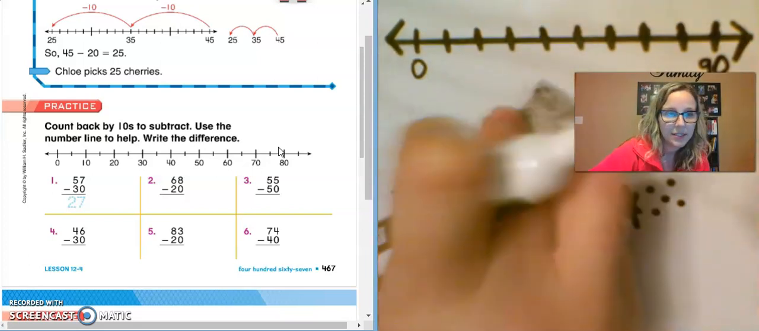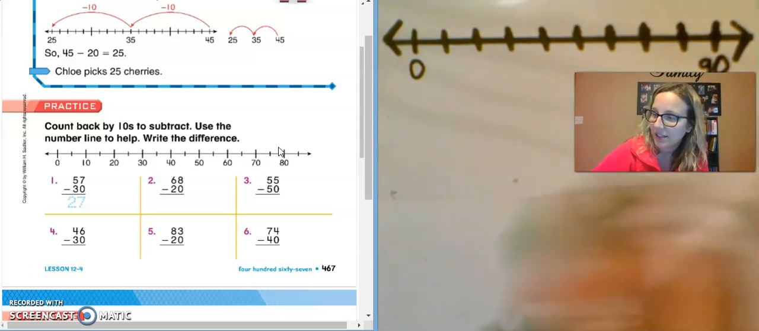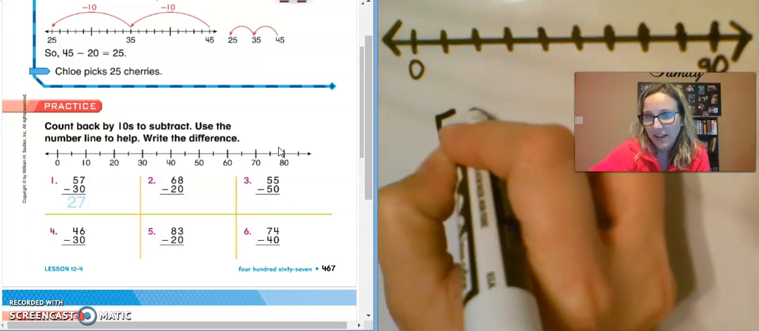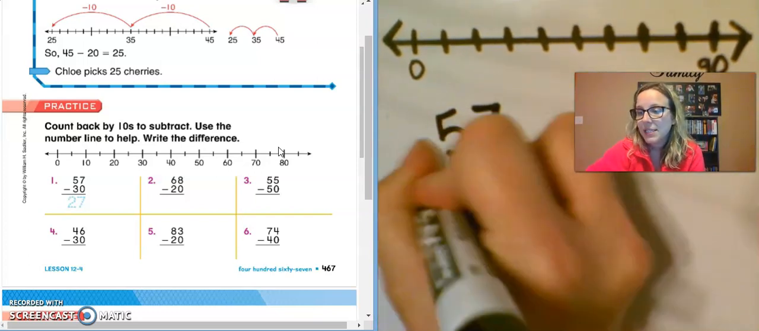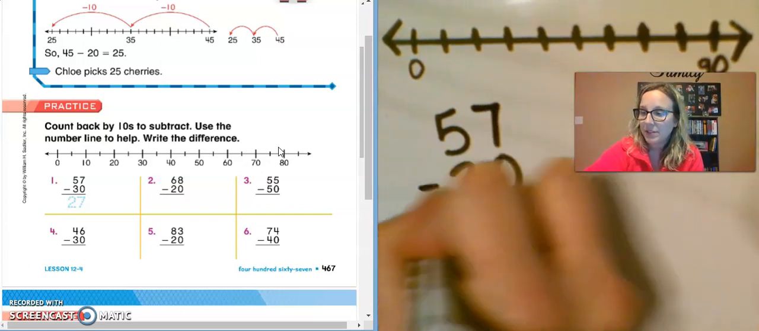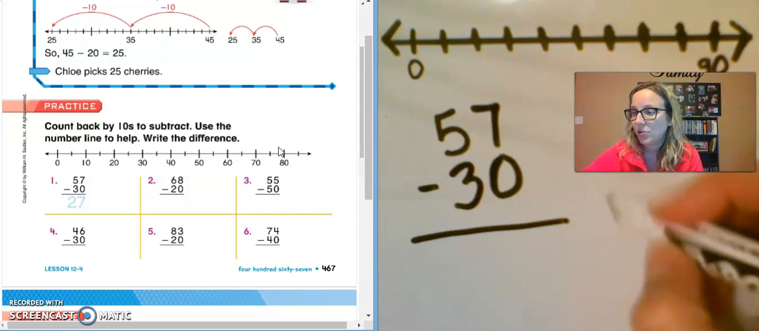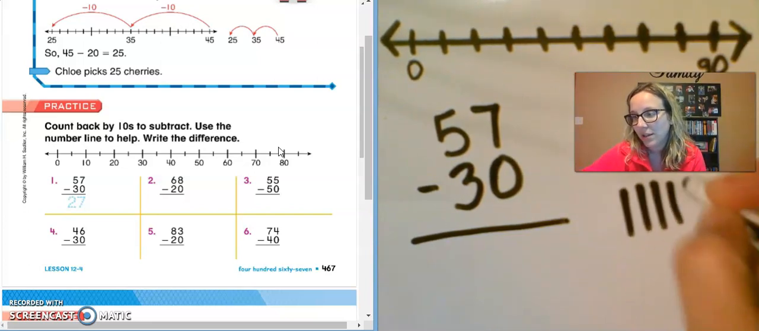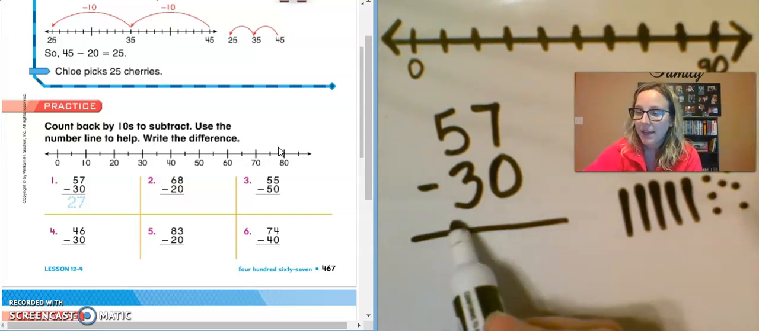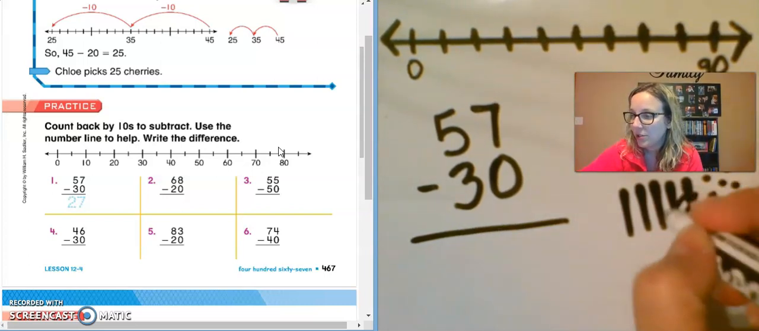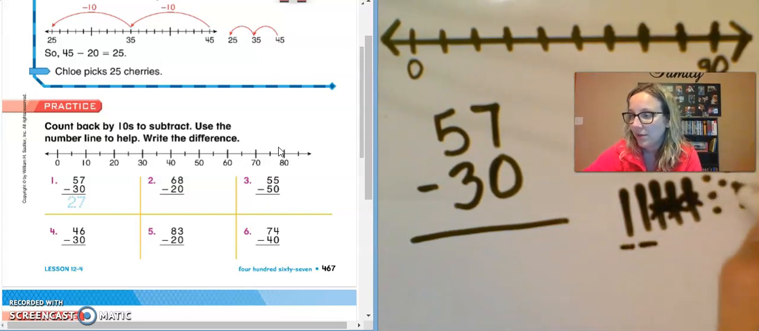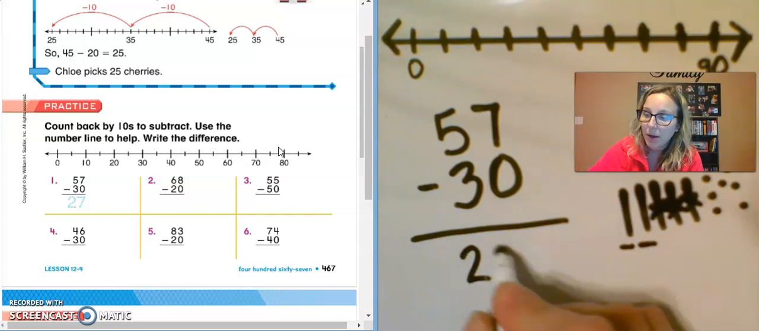Number 1 says 57 take away 30. So 57, which is 5 tens and 7 ones, take away 30, which is 3 tens. Remember, there's a few different ways I can do this. I could draw out 10, 20, 30, 40, 50, 1, 2, 3, 4, 5, 6, 7, and then take away 3 tens, 1, 2, 3. That leaves me with 10, 20, 1, 2, 3, 4, 5, 6, 7, and I would come up with 27 for my answer.